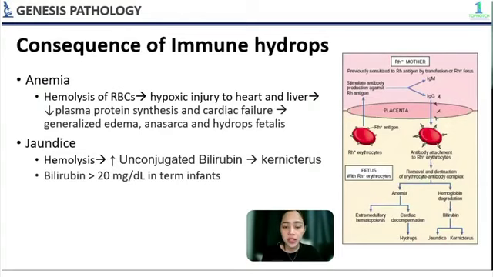So, the two consequences are anemia and jaundice. So, dahil nga may hemolysis of RBCs, this can lead to anemia and can lead to hypoxic injury to both the liver and the heart. Sa liver, kung ma-injure siya, magde-decrease yung plasma protein synthesis. Sa heart naman, it may lead to cardiac decompensation and failure. So, the combination of this, decreased oncotic pressure and increased hydrostatic pressure, will lead to the formation of edema. Kaya nga hydrops fetalis, parang may fluid accumulation doon sa fetus.